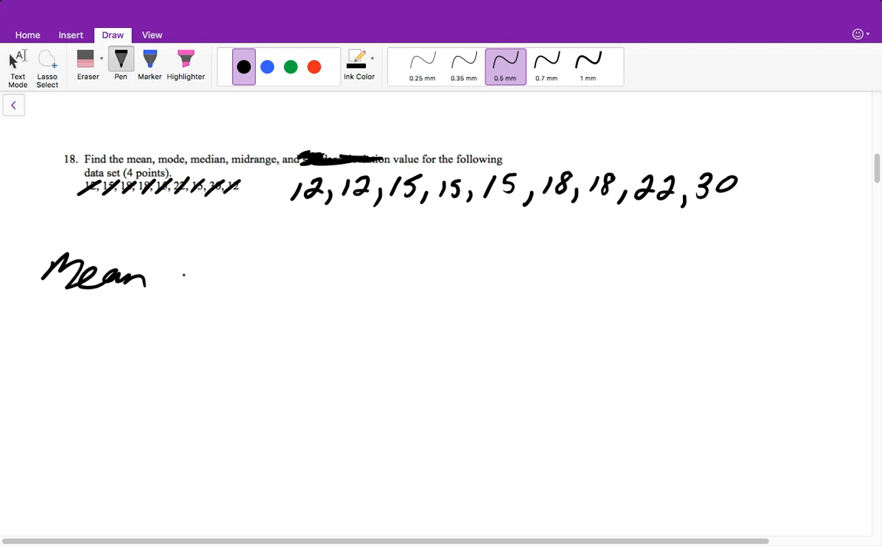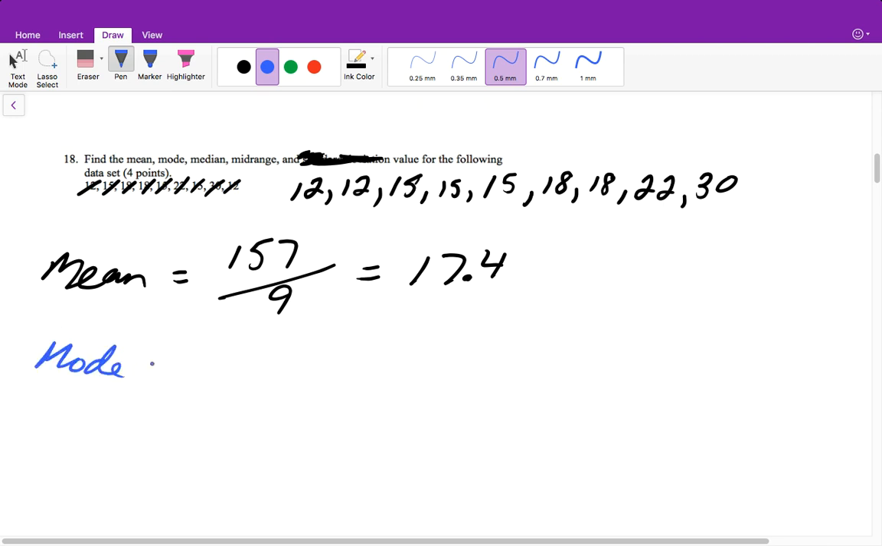So finding our mean, we first need to add them up. So it's 157. Then we divide by the number of pieces we have, which is 1, 2, 3, 4, 5, 6, 7, 8, 9. And when we divide by 9, we will then get 17.4 for our mean. For our mode, we'll do that next. Our mode is which one occurs the most. So 15 occurs 3 times, 18 and 12 twice. Well, 3 is more than 2, so that means 15 is our mode because it occurs the most.